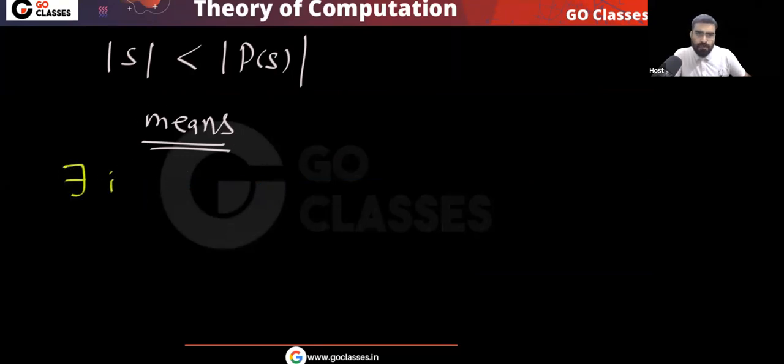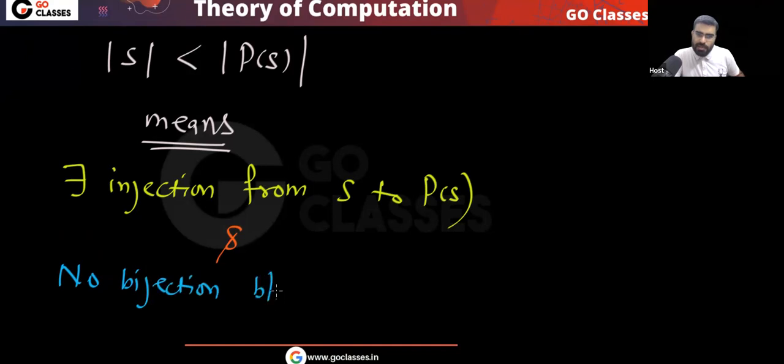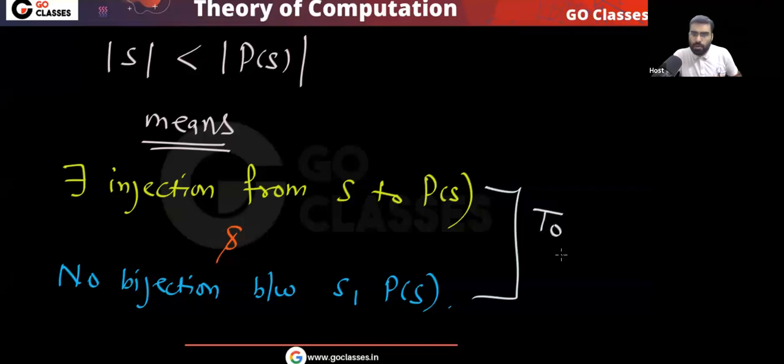So you need to prove there is an injection from S to P(S). And what else do you need to prove? You need to prove there is no bijection between S and P(S). Two things you have to prove. Agree or not? These two things you have to prove. So this is what we have to prove.